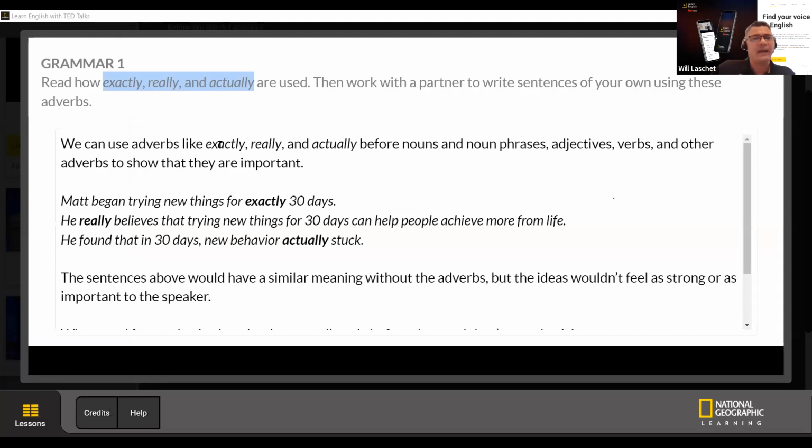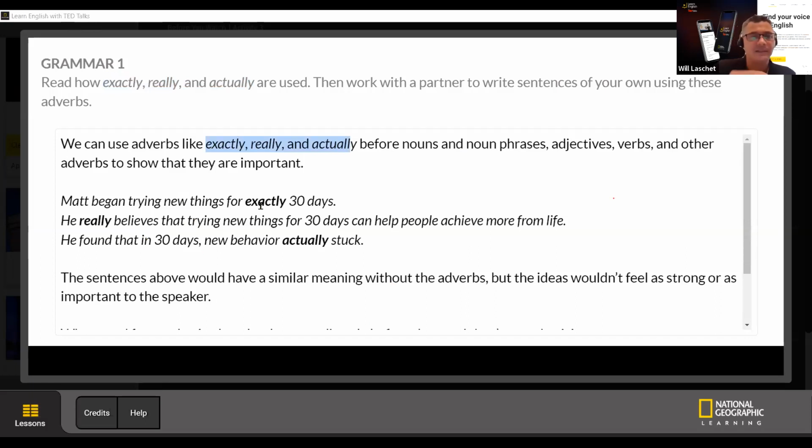So let's have a look. We're looking at exactly, really, and actually. And let's have a look in a little bit of detail about what it says here. So we've got 3 example sentences. It tells us how we use them. We use them before nouns and noun phrases.